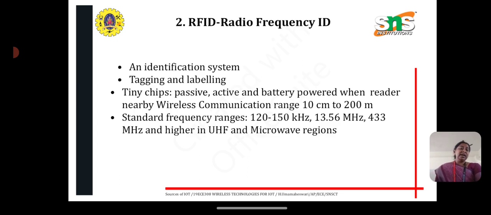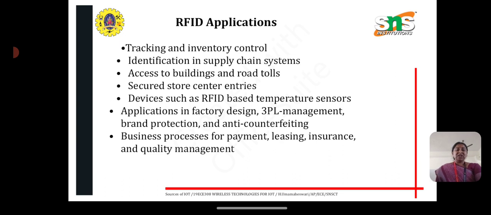Then the next one is the radio frequency identification module. In the name itself we have an identification system which is mainly used for tagging and labeling. It consists of tiny chips, passive, active and battery powered, read by nearby wireless communication which ranges from 10 centimeter to 200 meter. The standard frequency ranges are 120 to 150 kilohertz, 13.56 megahertz and 433 megahertz, and it also operates in the ultra high frequency range and the microwave regions. It is mainly used in various RFID applications for tracking and inventory control and in the supply chain systems.